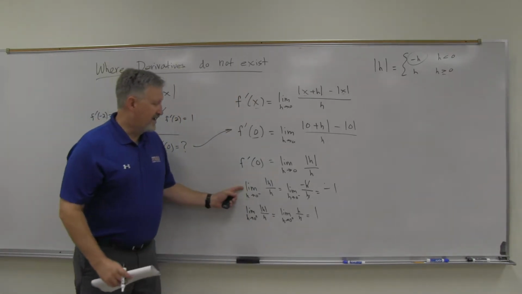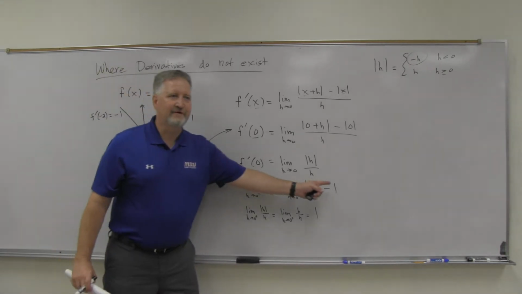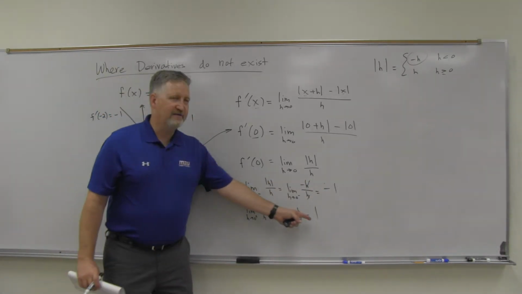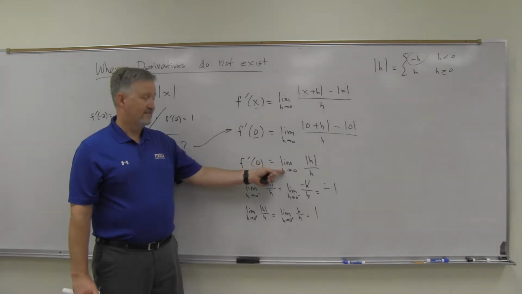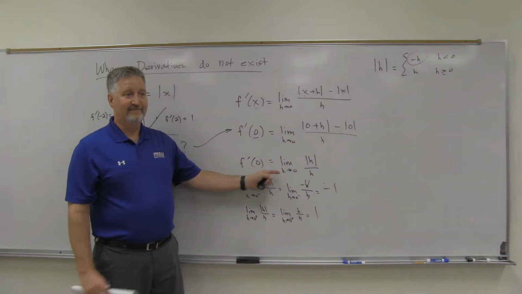So the limit from the left of 0 is negative 1. The limit from the right is positive 1. What is this meaning about this? The limit does not exist, right?